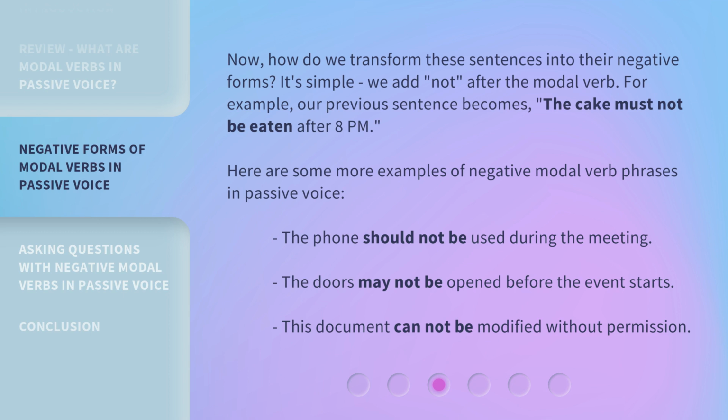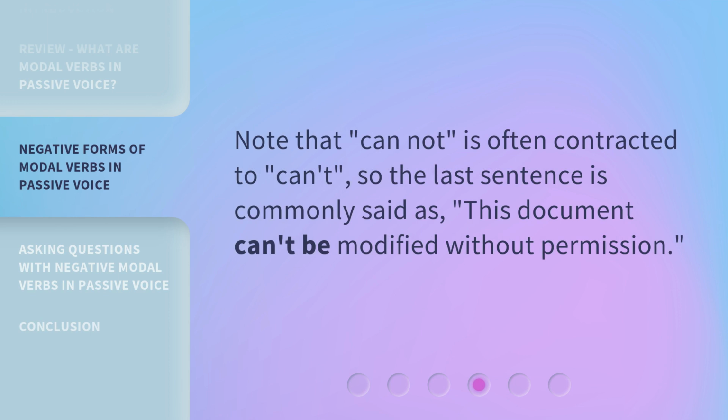Here are some more examples of negative modal verb phrases in passive voice. The phone should not be used during the meeting. The doors may not be opened before the event starts. This document cannot be modified without permission. Note that cannot is often contracted to can't, so the last sentence is commonly said as, this document can't be modified without permission.